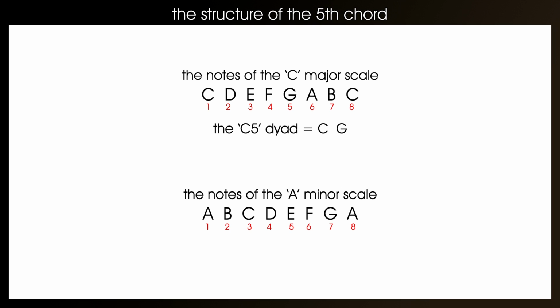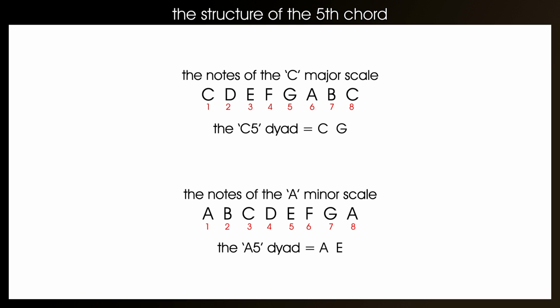And in a similar way, if we were to take the dyad of the A minor scale, we take the first note and the fifth note. So the first note of the A minor scale is A, and the fifth note of the A minor scale is E. So the dyad for A minor scale is A and E.